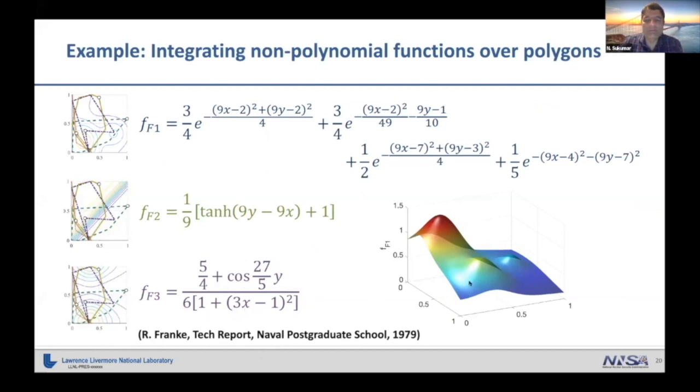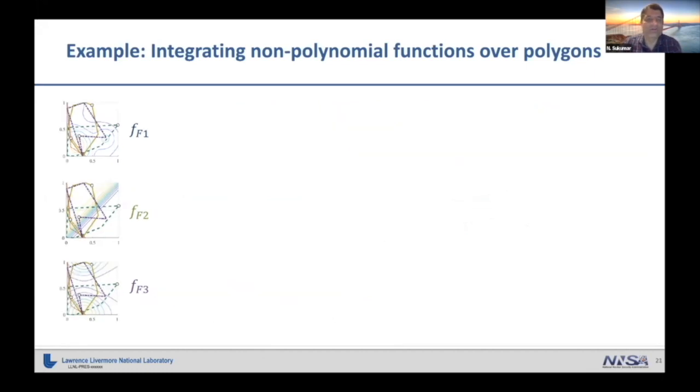The first one is very popular. It has peaks and valleys. You can see these 3 bumps here of the Gaussians. It's the sum of 4 terms, and you can see 3 different bumps here. So these are more challenging functions to integrate in general.